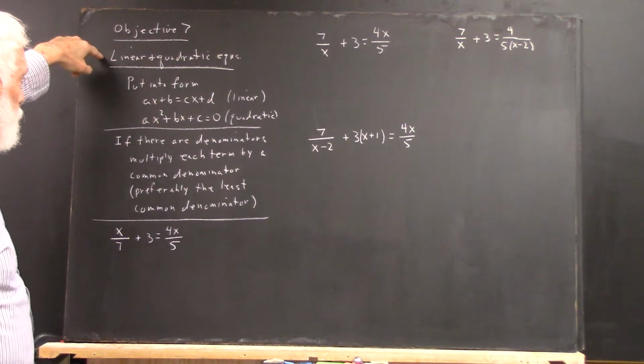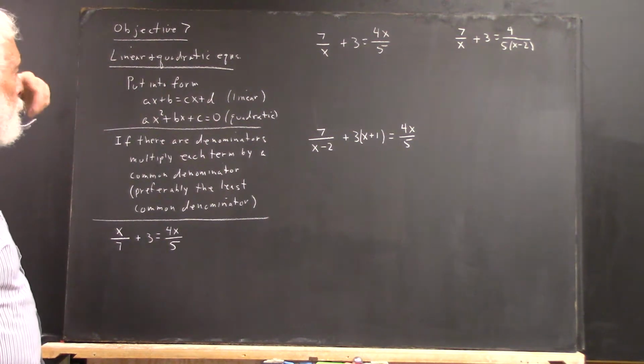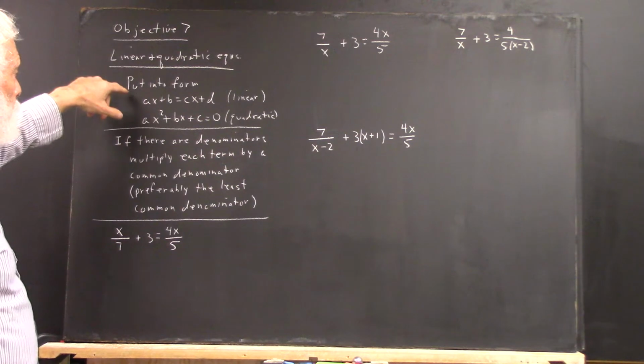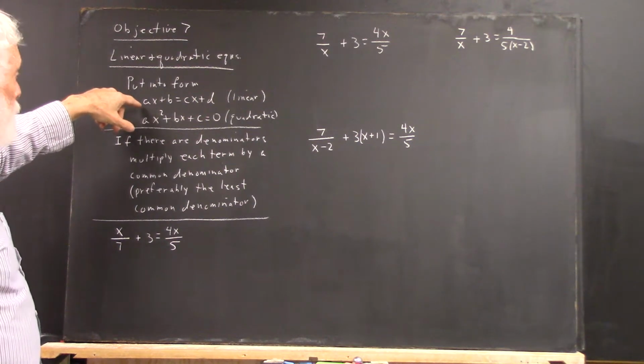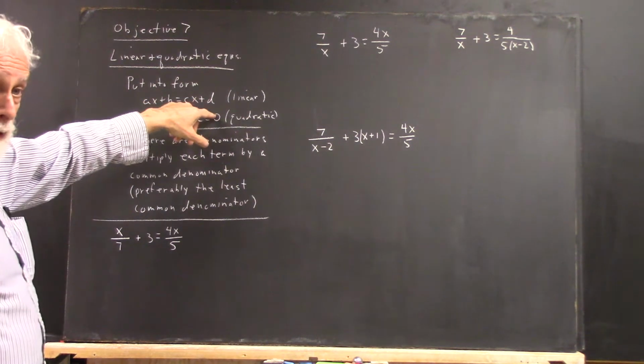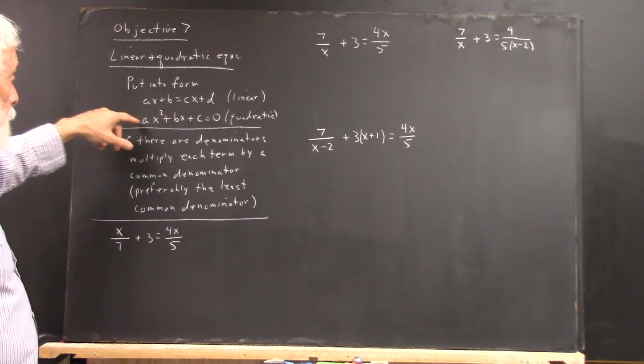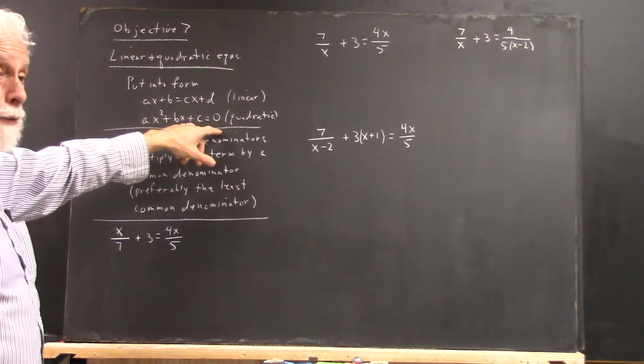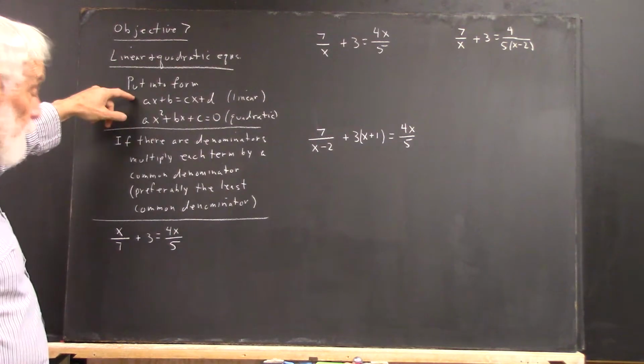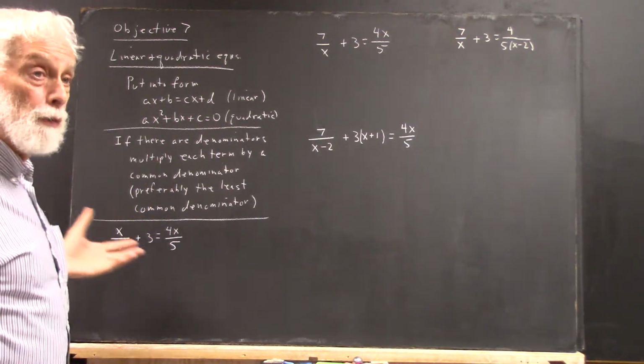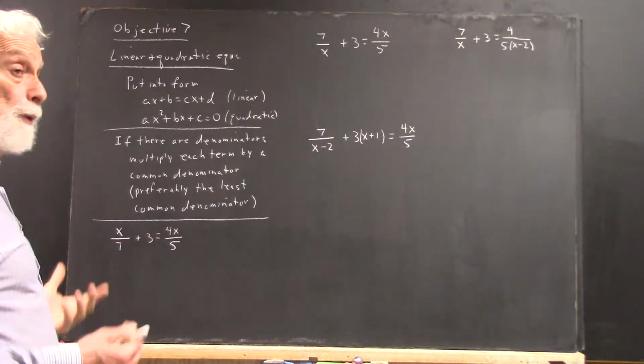Anyhow, we got linear and quadratic equations. What we do to solve any equation is we try to put it into this form, ax plus b equals cx plus d, or this form, ax squared plus bx plus c equals 0. Once we get it into this form, everybody knows what to do. Everybody seems to be doing it right.